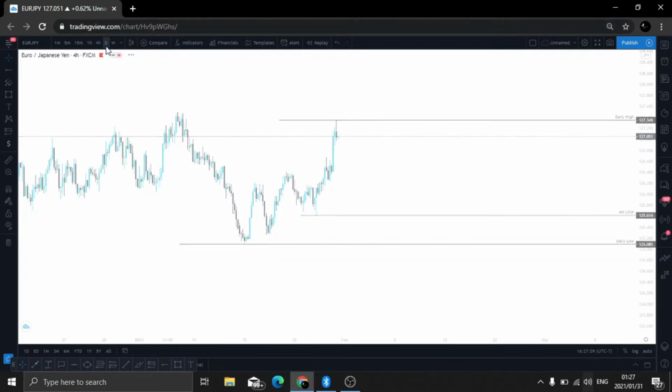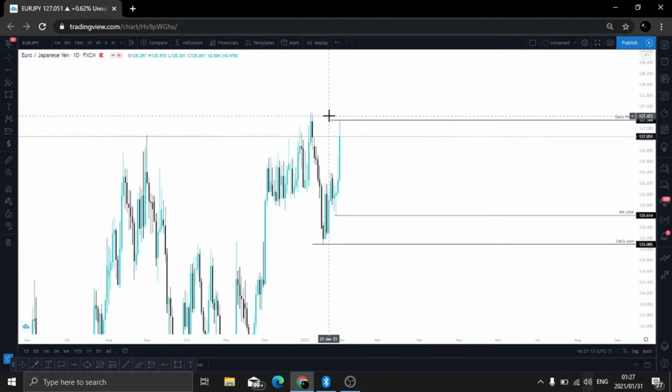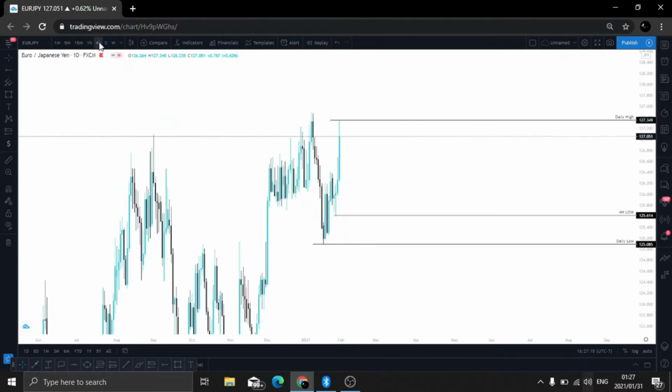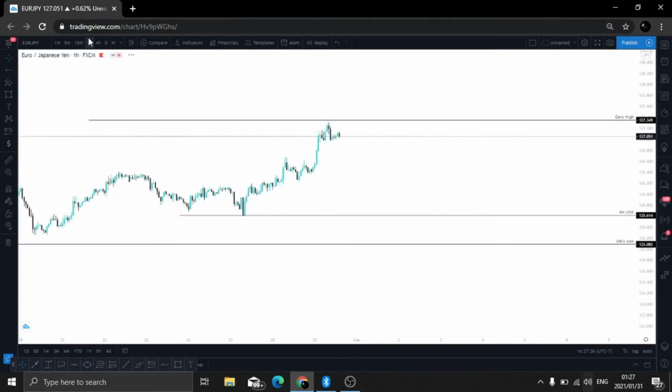There's the H4 low, guys. We would have said this is the H4 high, but the structure has already broken, so the H4 high is this level. So let's go to our H1 time frame.